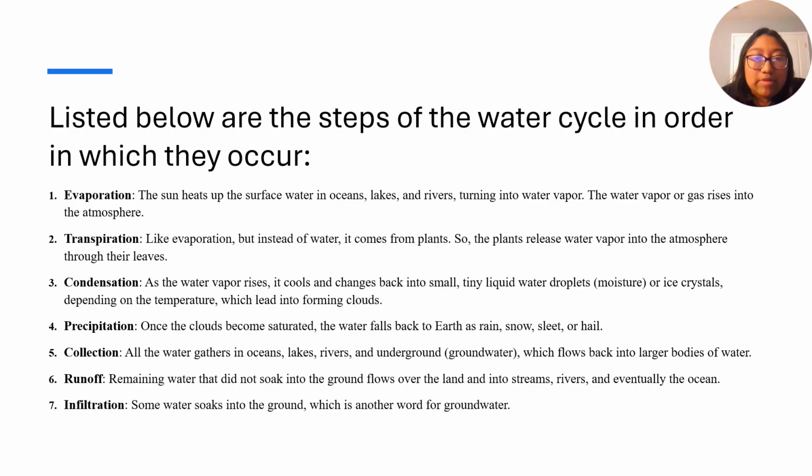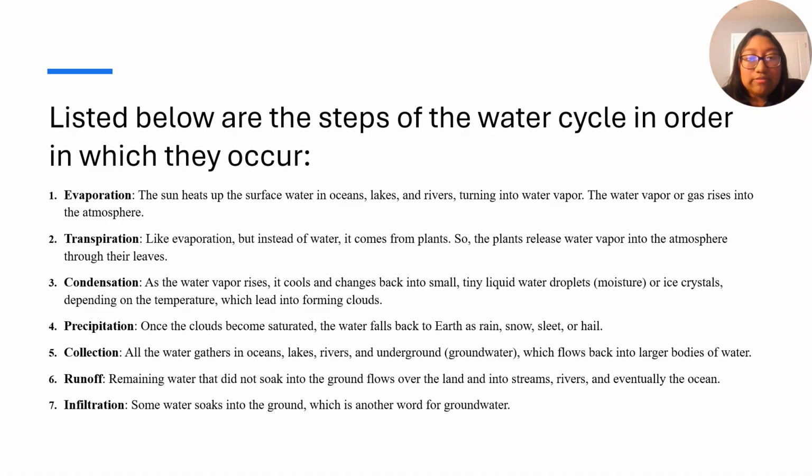Evaporation. The sun heats up the surface water in oceans, lakes, and rivers, turning it into water vapor. The water vapor, or gas, rises into the atmosphere. Transpiration. Like evaporation, but instead of water, it comes from plants. So the plants release water vapor into the atmosphere through their leaves.